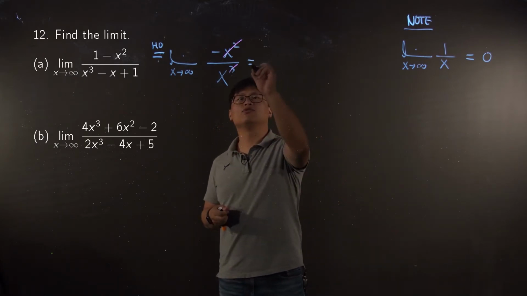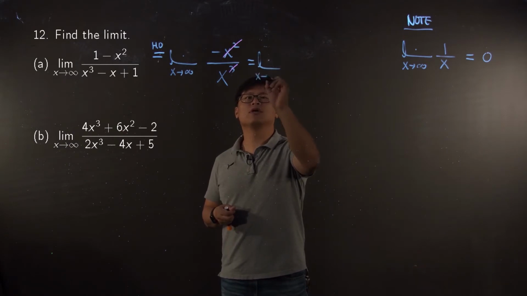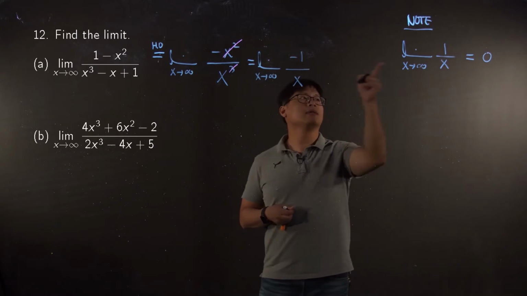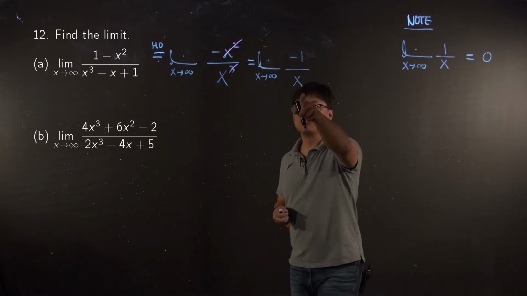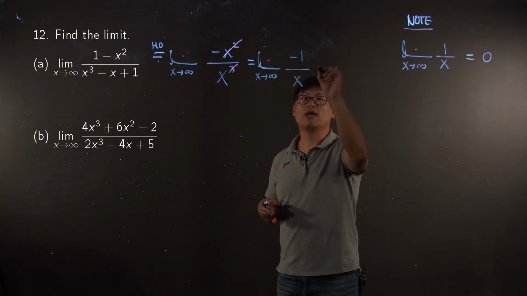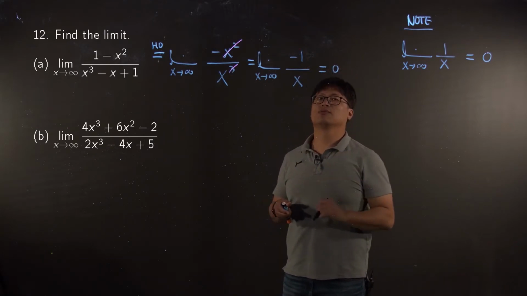And then this is equal to the limit as x goes to infinity of minus 1 over x. That's exactly the situation, right? Your denominator is getting bigger and bigger, but your numerator is just a number. Then your answer is equal to 0, okay?